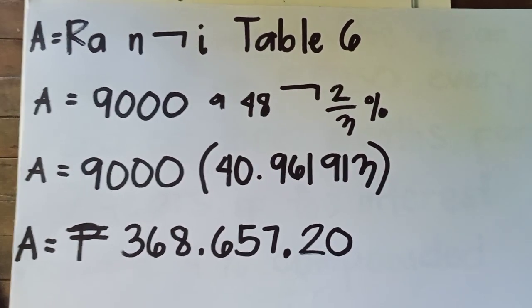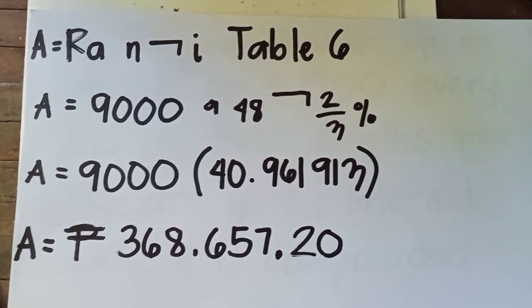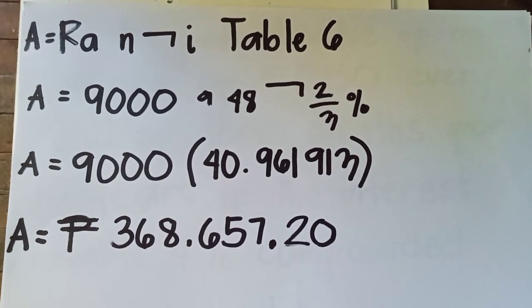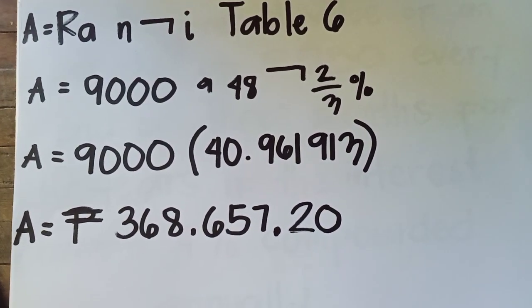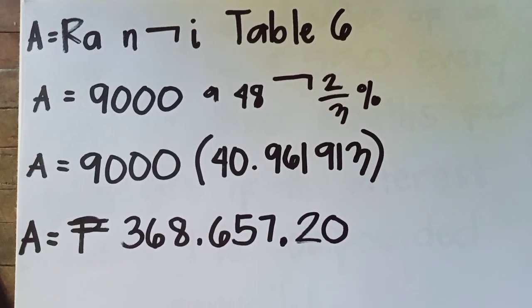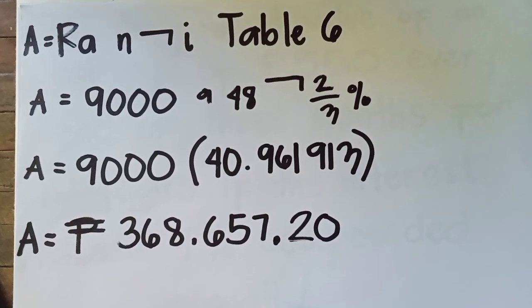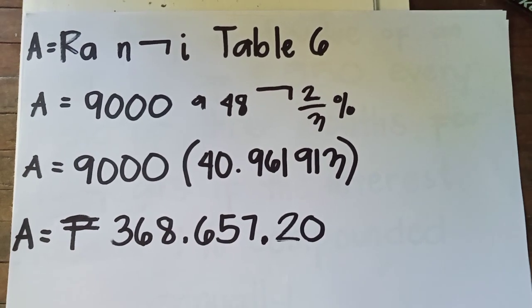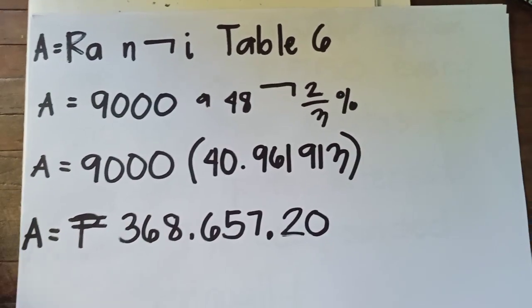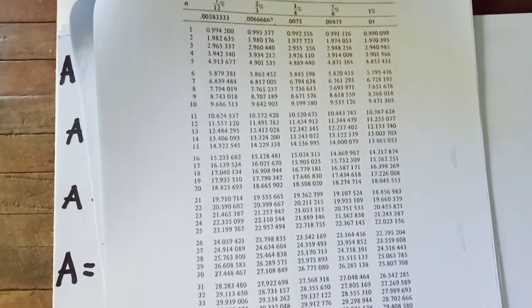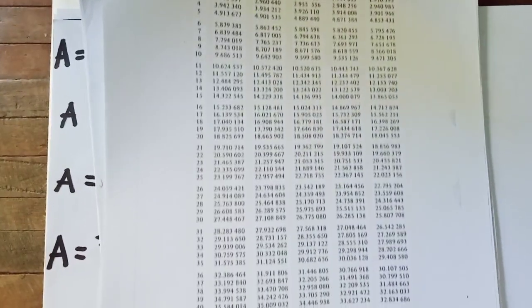After solving the S, we need to find the A. The formula is A equals RA and angle I of table 6. So you will write the 9,000 and the N is 48 and the I is 2/3%. So copy the 9,000 and the 48 and 2/3, we will find it in the table of values of 6. So this is the table of values of 6. We need to find the 2/3 number 48.